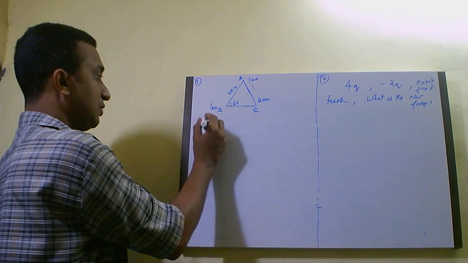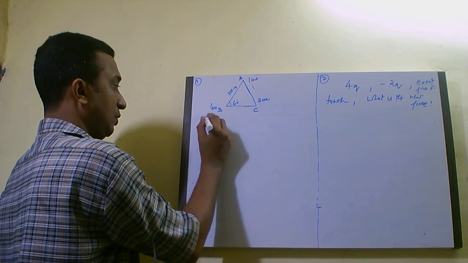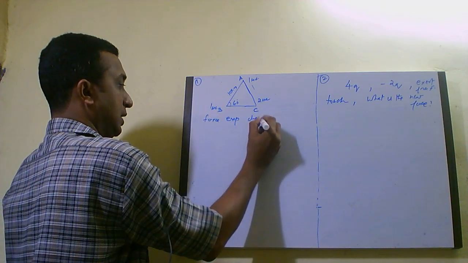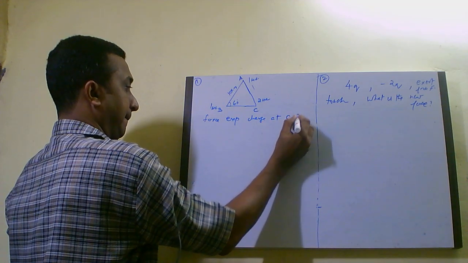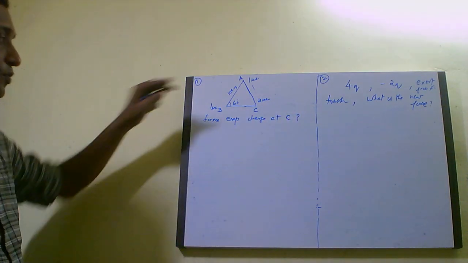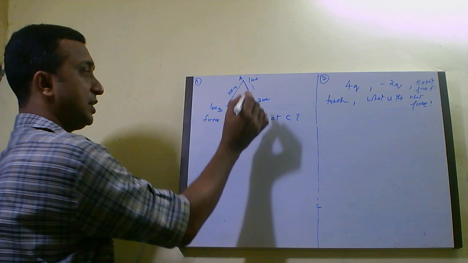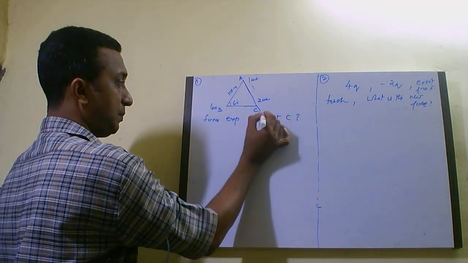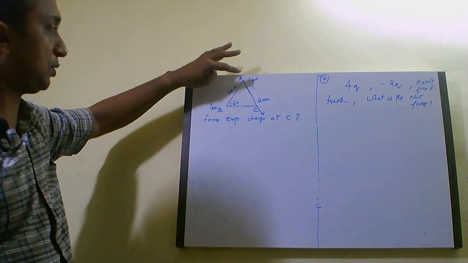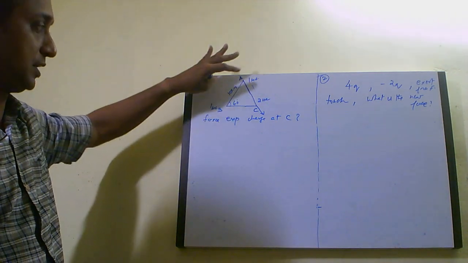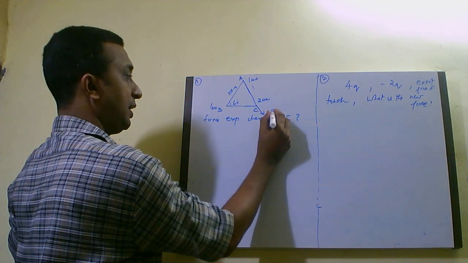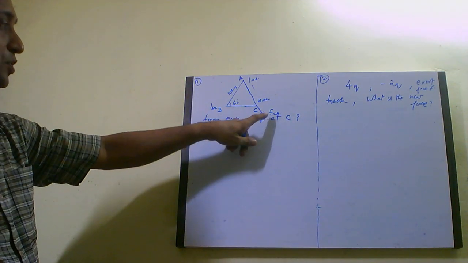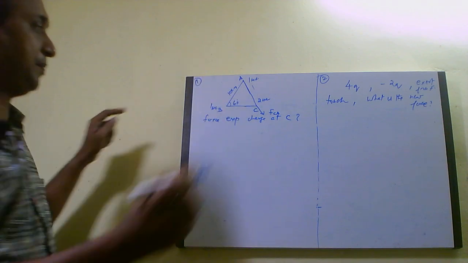The question is, what is the force experienced by the charge at C? How to find the force experienced by the charge at C? Now see, the charge at C will be experiencing a repulsive force from A in this particular direction because both are of positive nature, so it is a repelling force. Let me write it as Fca. That is the force on the charge kept at C due to A.